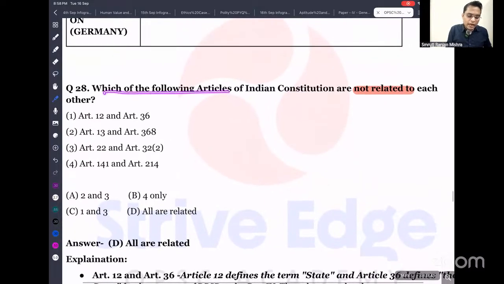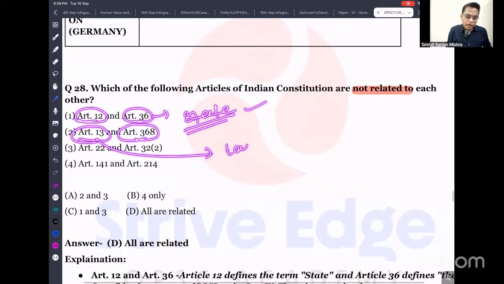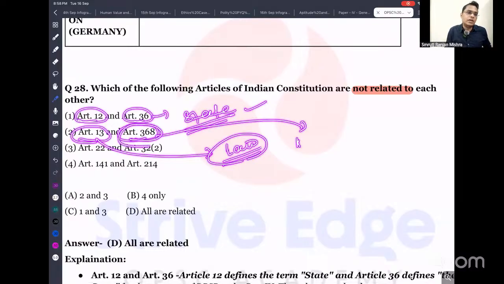So which of the following articles of the Indian Constitution are not related to each other? First you have to mark whether the question is asking about correct or incorrect. So it is asking for not correct. Article 12 and Article 13 both talk about the definition of the state. So they are related. Article 13 and Article 368: Article 13 provides for law, what law means, while Article 368 provides for amendment of the constitutional law.